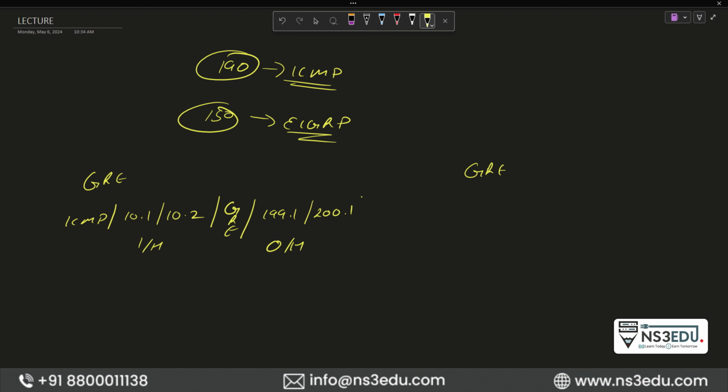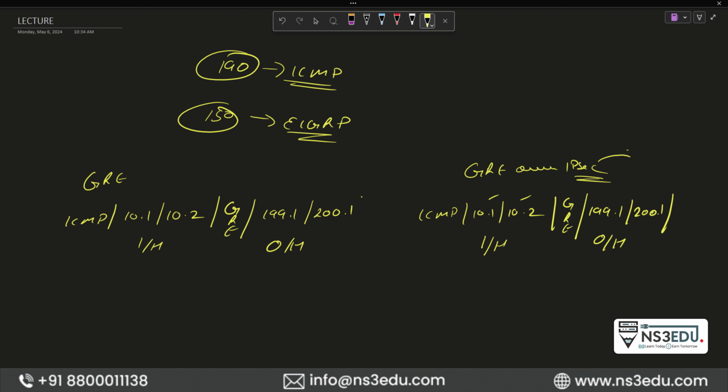Now, if I have GRE over IPsec, what will happen? Same ICMP payload, then the inner header 10.1, source IP, then the destination IP, then my GRE, then the outer header for the GRE, right? Then the same public IPs, 199, then 200. Then what will come in IPsec? ESP. We are using ESP, we don't use AH. Why? Because AH doesn't provide encryption, right? So we leave that part, then the ESP will come.